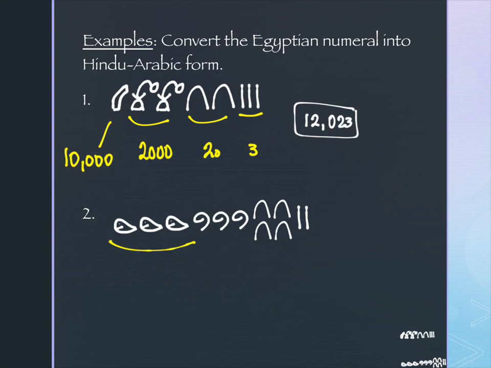Second example. We have 3 burbo fish. How much is a burbo fish worth? 100,000, and there's 3. So there's 300,000 here. Then I have 3 scrolls. How much is a scroll worth? 100, and there's 3, so it's 300. 4 heel bones. How much is that? They're 10s, and so I've got 4 of them, making a total of 40. And then I have the 2 strokes at the end for a 2. And again, I'm going to put this all together. I have 300,342.